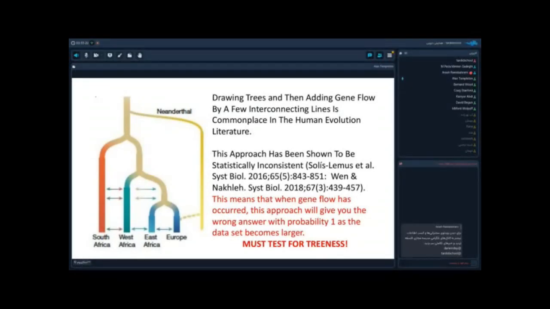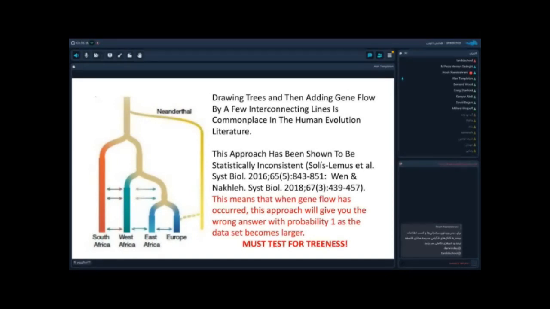And what I mean by statistical inconsistency, once again, I'm a statistician. A statistically inconsistent method means that as you get more data, with probability 1, you will get the wrong answer. It's one of the worst properties any statistical test can have, is to be inconsistent. And so what this means is if there was any gene flow or admixture at all in human evolution, this tree first approach and adding gene flow second will, with probability 1, give you the wrong answer. Okay, this is terrible, and yet this is the dominant mode that people use to study human evolution today. And in particular, we know that that method will consistently underestimate the role of gene flow and admixture in human evolution, because you start with the tree.